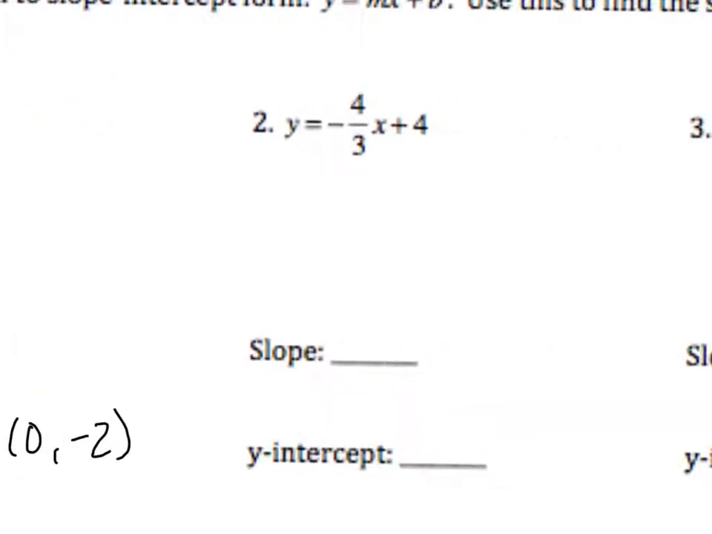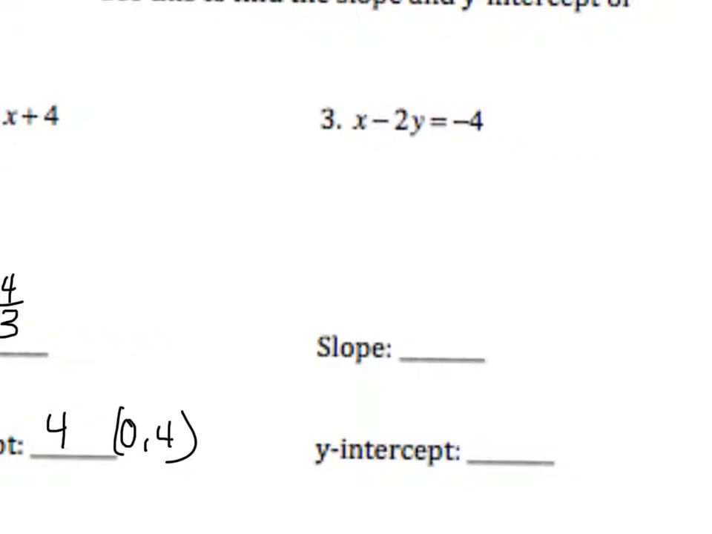Second one, we got y equals negative 4/3 x plus 4, so your slope is going to be negative 4/3. Again, it doesn't matter where you put the negative as long as you just have one negative. And the y-intercept will be 4, or you could write 0, 4 as the point.